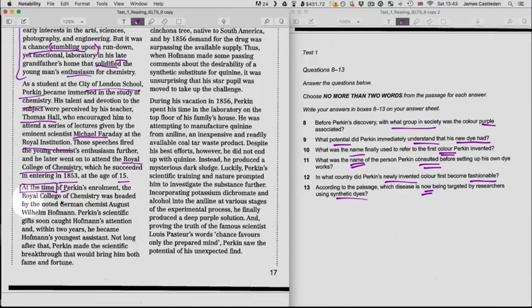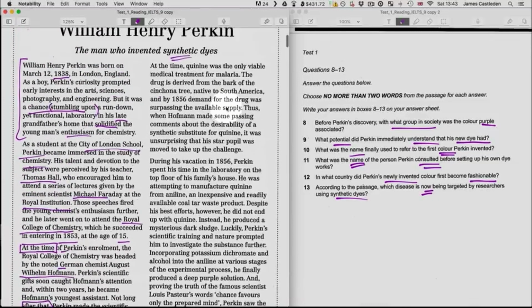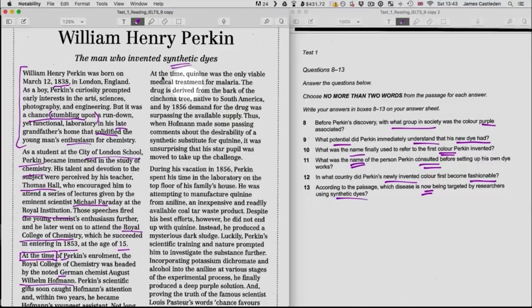Okay, so we've got him again, Royal College of Chemistry. We've got a German chemist called Wilhelm. After that, another time phrase is a honey expression. Okay, get back up here. At the time again. South America, 1856. Therefore, this is a type of honey phrase. We've got this Hoffman. Okay, nothing. In 1856, we've got Perkin. During his vacation, that is another time phrase.